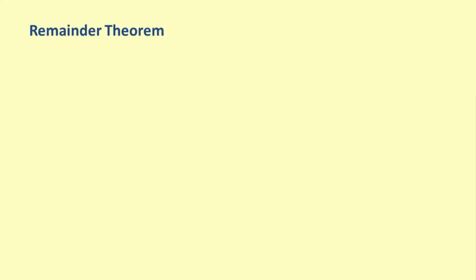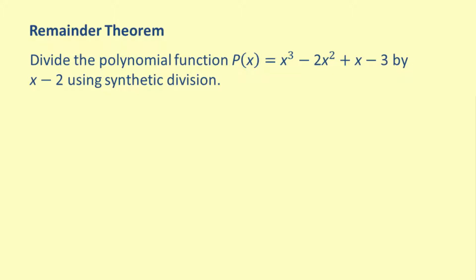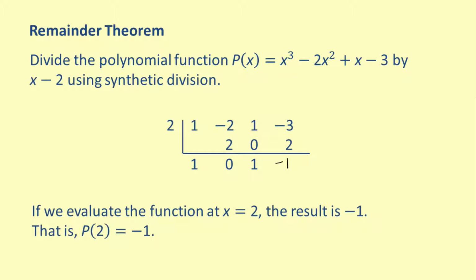In this video, we will learn about the remainder theorem. If we divide the polynomial function p of x equals x cubed minus 2 times x squared plus x minus 3 by x minus 2 using synthetic division, we find that the remainder is negative 1. Notice that if we evaluate the function at x equals 2, the result is also negative 1. That is, p of 2 equals negative 1.